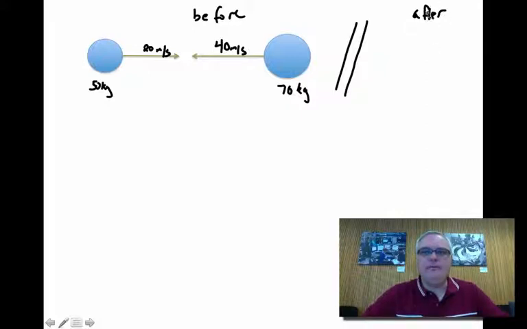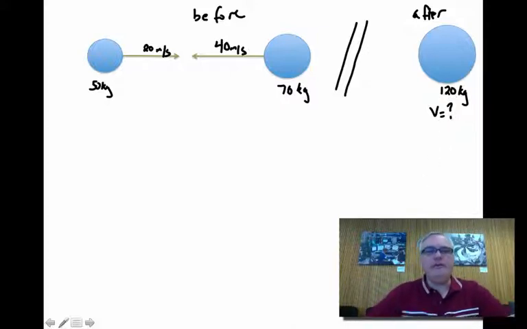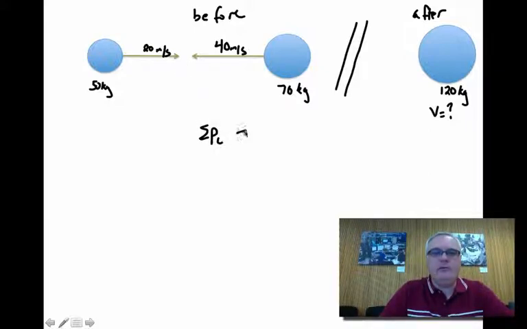So after the collision we have one big object, which is 50 plus 70. So that's going to be a 120 kilogram mass. The two objects stick together. And this object will have some unknown speed. We want to figure out what is that speed. So again, we're solving this using conservation of momentum, looking at the initial momentum and comparing it to the final momentum. This time I have two objects.